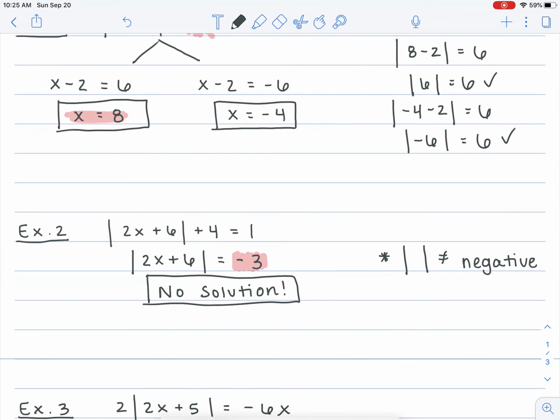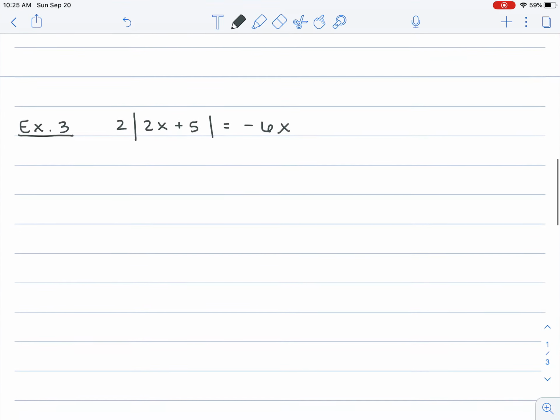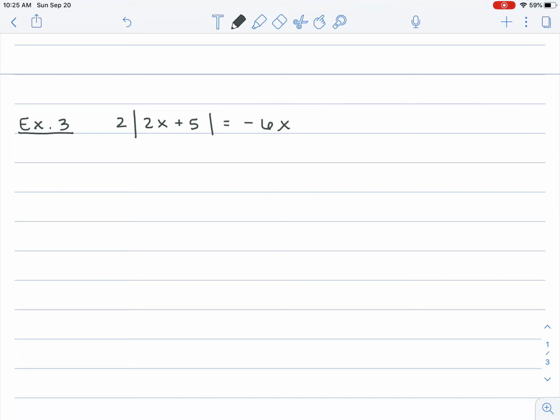All right. Example 3 here. It says 2 times the absolute value of 2x plus 5 equals negative 6x. So first off, is the absolute value all by itself? I would say no. You have this 2 on the outside here. So we got to get rid of that first. Now you cannot distribute this through the absolute value. The absolute value is not like a parenthesis. So I would divide both sides by 2.